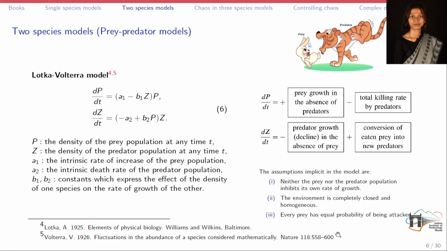Also, there are a few assumptions in this particular model which were made while modeling. First, neither the prey nor the predator population inhibits its own rate of growth. This means that the growth rate of neither the prey nor the predator population has anything to do with its own population, no impact. Second, the environment is completely closed and homogeneous. And third, every prey has equal probability of being attacked. This means all the prey individuals are equally exposed to predation.